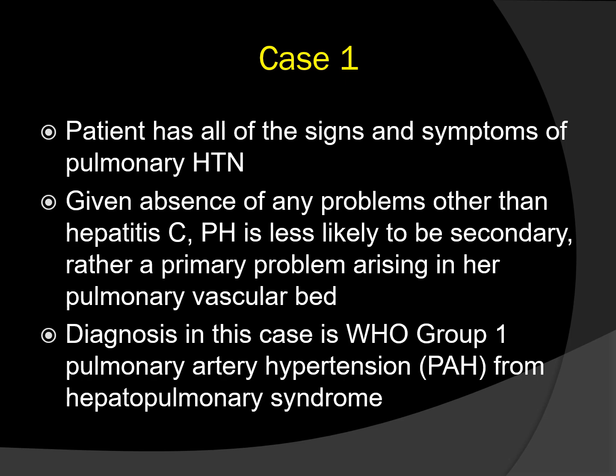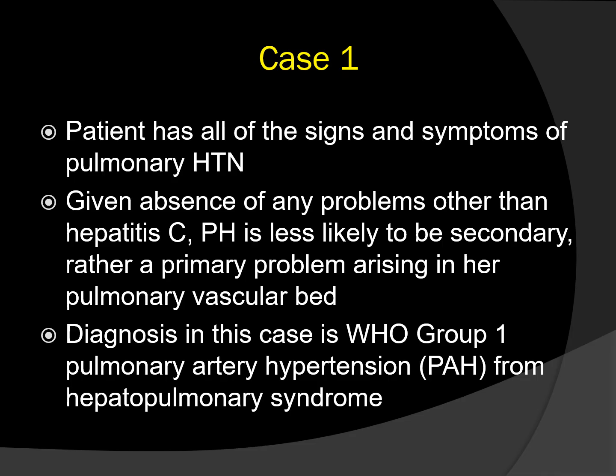So this patient has all of the signs and symptoms of pulmonary hypertension. She has dyspnea. She has elevated right-sided pressures as evidenced by edema and neck vein distension, and she had classic substernal chest pain that I'll get to in a minute. Given absence of other medical problems other than her hepatitis C, her pulmonary hypertension is much less likely to be a secondary cause from cardiopulmonary disease. Rather, I suspect that she had a primary problem arising in her pulmonary vascular bed.